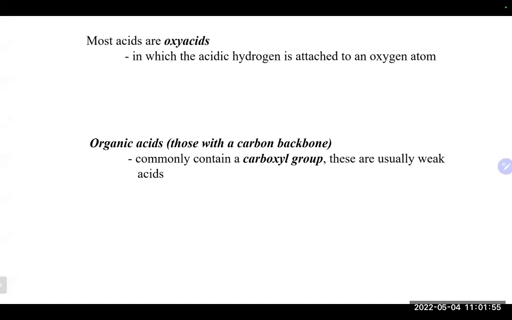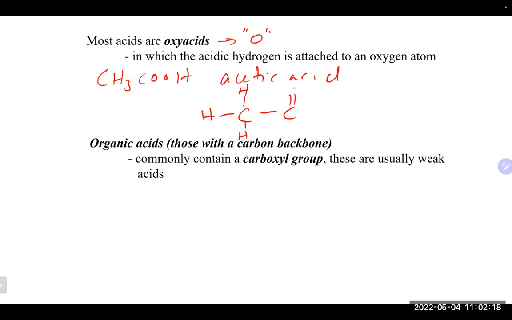Now, most acids are oxyacids, and oxyacids are basically guys that contain oxygen and probably one of those polyatomic ions. So if we looked at something like acetic acid, which is this guy, and that is a weak acid, by the way, it looks like this if you draw it. And really, the hydrogen that comes off is this guy right here. So that is the hydrogen that comes off.